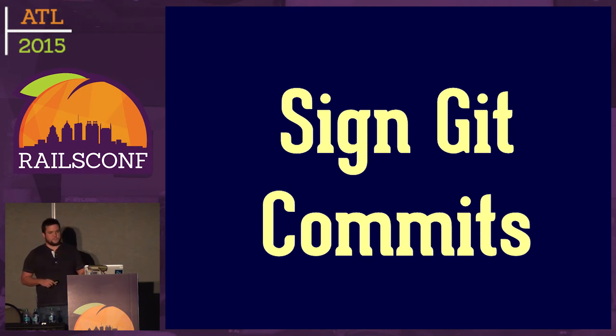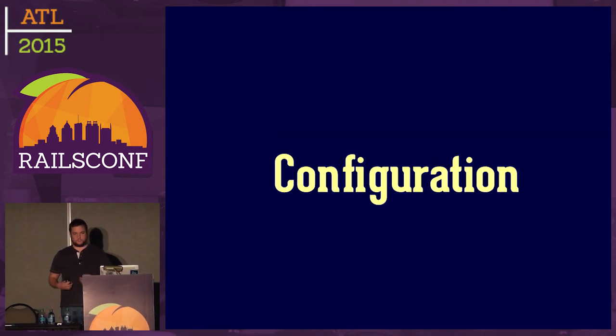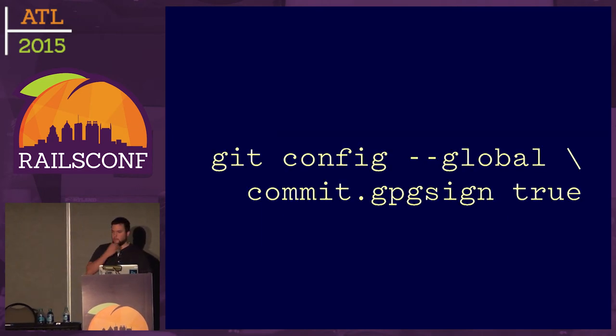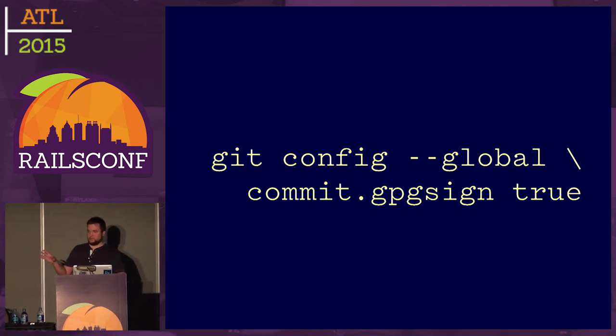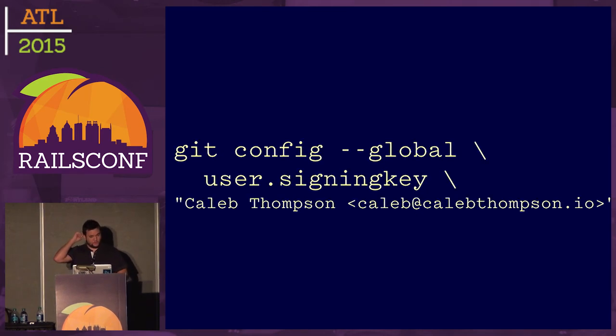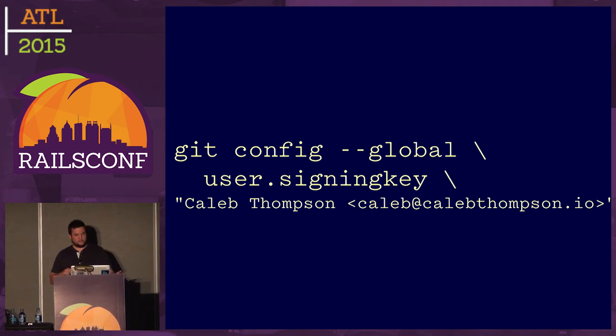But the simplest thing that we can do that's not already configured for you is to sign git commits. So there's a little bit of configuration in here to do. The first is we need to tell git that we want it to sign all of the commits that we make. So from the terminal, this is how you make that happen. Then we need to tell git which key to sign with. GPG is pretty smart. By default, it'll use the only private key that you've got. But it's still a good practice to have this in there.